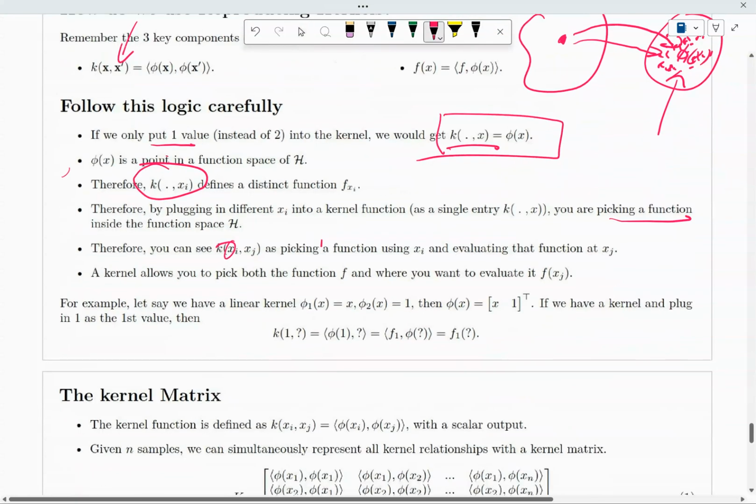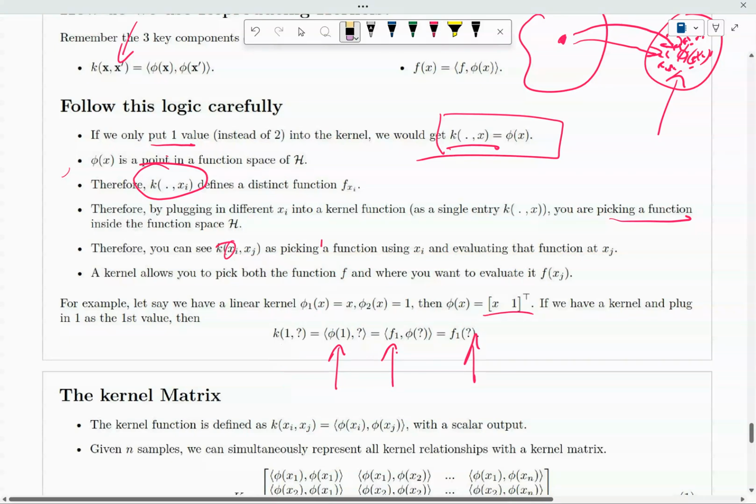For example, let's say we have a linear kernel, right? So phi1, phi2 is equal to this. Therefore, the feature map is x and 1. Now, if we have a kernel and we plug in the value of 1, okay? Now, when we plug this in, it's equal to phi1. And phi1, this is a function. And therefore, by plugging this in, we're saying that we're defining a specific function, and then we will put some value into this function by controlling this value here.